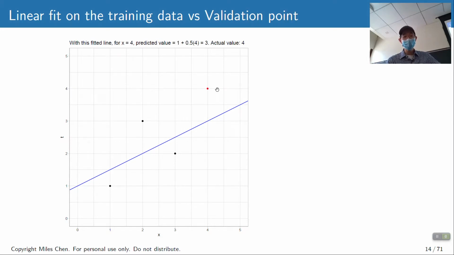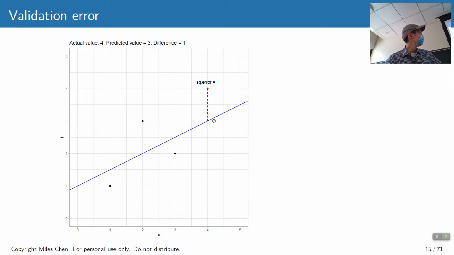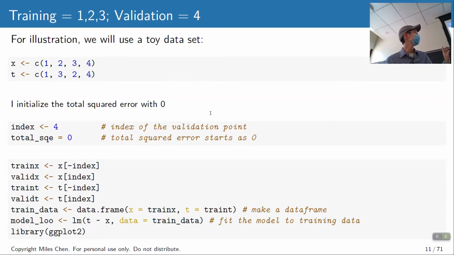So we're going to put that point back in, and we say, okay, with this fitted line, when x equals 4, the predicted value, I'm going to plug in 1 plus 0.5 times 4, because that's my prediction line. It says, oh, we would predict the value 3. Okay, and how much is the error then between the prediction and the actual value? Well, you get a residual of 1, and if you square that error, you're going to get 1 squared, or 1 as well. Okay, and so at least for this one data point, this is the cross-validation error of 1.